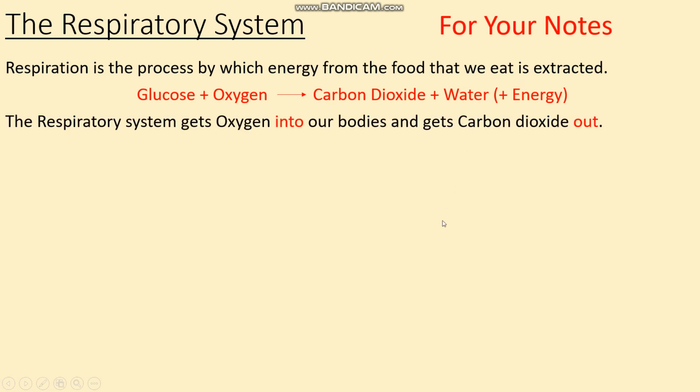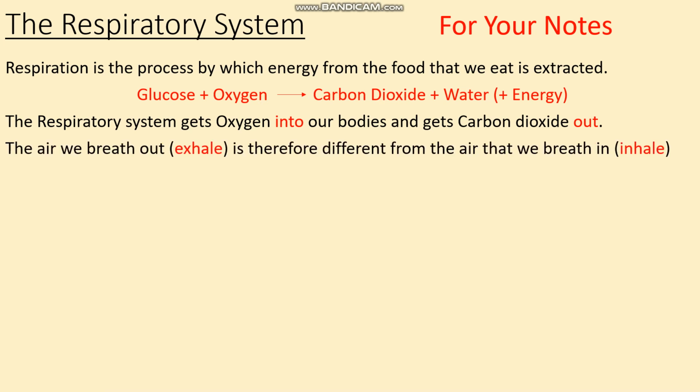So the whole point of the respiratory system is to get oxygen into our bodies, which we require for respiration, and to get carbon dioxide, the waste product, out. As you can see, therefore, if respiration is to take place, the air that we breathe out, the air that we exhale, is different from the air that we breathe in, inhale, and you have to be aware of those differences. Now, it's difficult to draw pie charts. You could do it as a list if you wanted to, or again, you could print this screen off. I don't mind, as long as you're understanding the information.